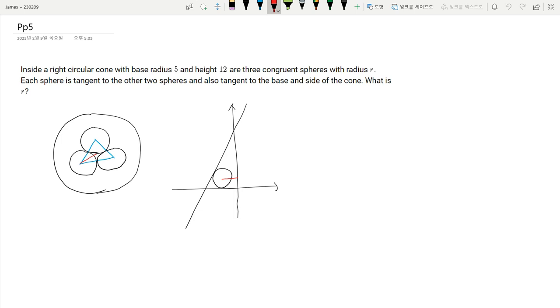And if we make the coordinate plane for the side of the cone, the red line is also expressed in the coordinate plane.